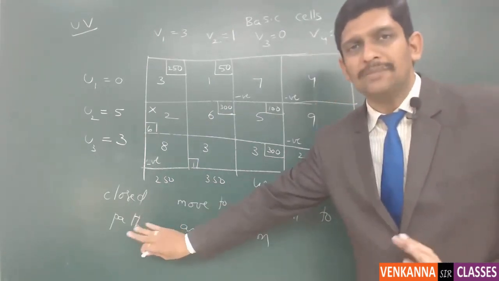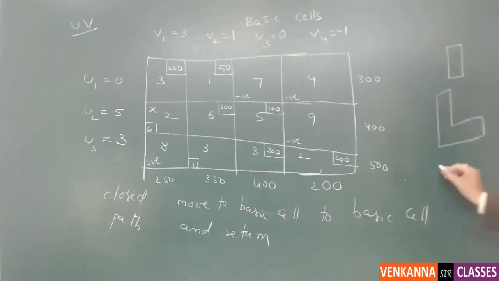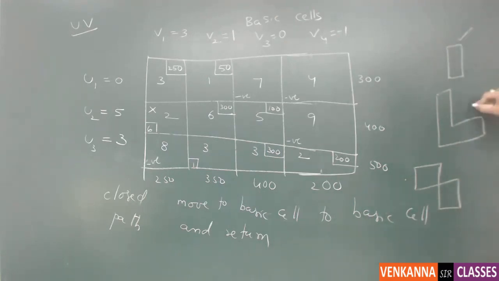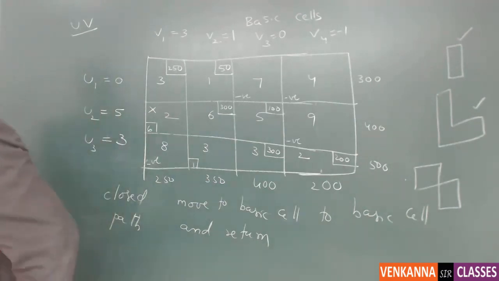The closed path may be of either of the types. It will come like this, a closed path, or it will come like this, or it will come like this. Any of the closed paths you can have. In general, for most of the times, you will have a closed path like this or like this. Okay? Are you getting the things or not?